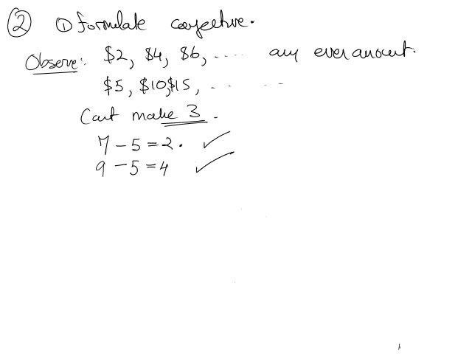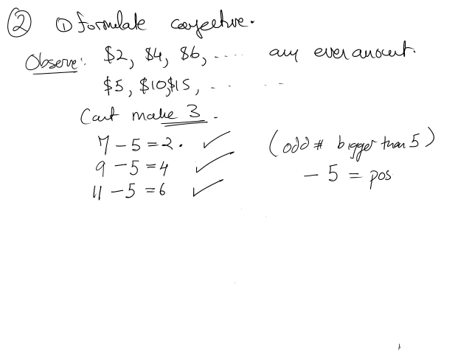But now, we see a pattern here, right? If you take an odd number and subtract 5 from it, you get an even number. So maybe 3 is the only one, right? If you take any odd number bigger than 5 and subtract 5 from it, you get an even number, right? So odd number bigger than 5 minus 5 equals positive even number. So you can actually make any odd number bigger than 5. And so maybe the only number you can't make is 3. And you can't make 1, right? Can't make 1, because it's less than both 2 and 5.